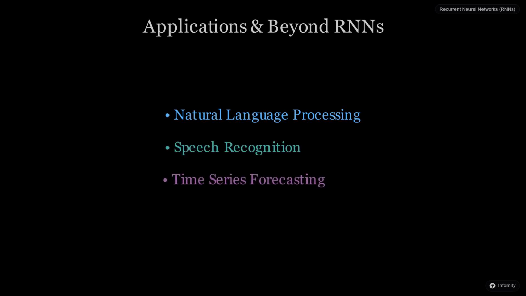Recurrent neural networks, especially LSTMs and GRUs, have revolutionized how we handle sequential data across many fields. They are the backbone of many applications in natural language processing, such as machine translation, sentiment analysis, and text generation. They also excel in speech recognition, where the order of sounds is critical, and in time series forecasting, predicting future values based on historical data.